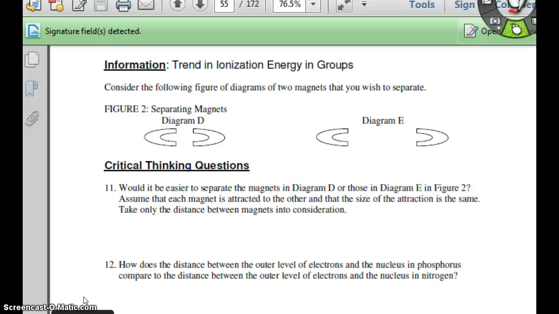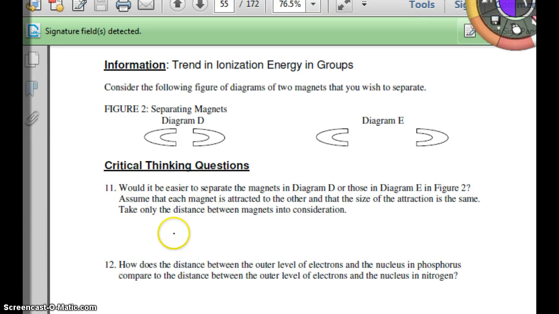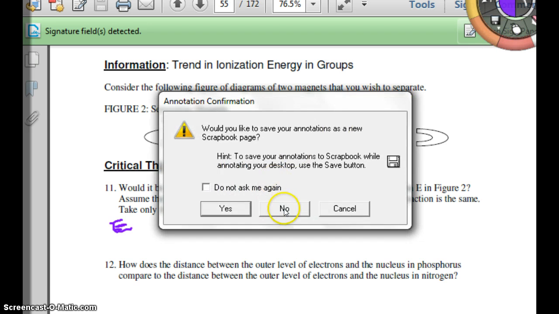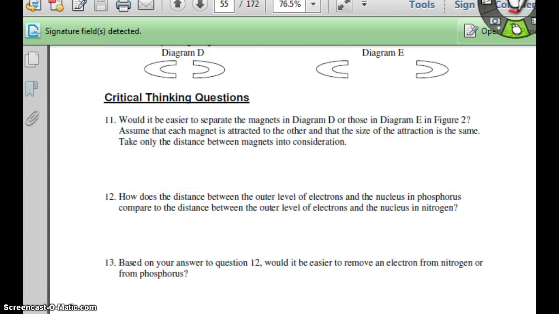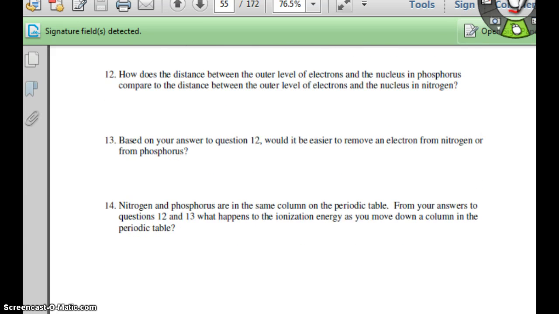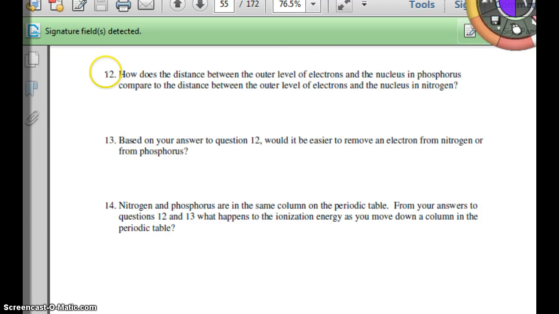Assume that each magnet is attracted to the other and that the size of attraction is the same. And just think about only the distance. So hopefully you're able to understand that diagram E would be the one that's easiest for us to separate. Now, how does the distance between the outer level of electrons and the nucleus in phosphorus compare to the distance between the outer level of electrons and the nucleus in nitrogen? So we have to look at our periodic table to see where those 2 elements are, and so we can understand how to answer this question. So hopefully you're looking at a periodic table.